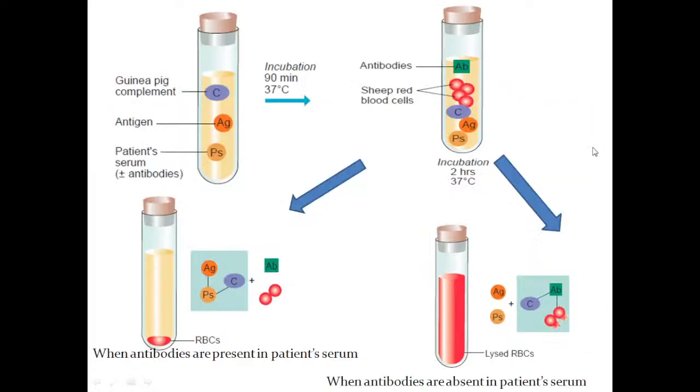Look at this diagram, look at this scheme. Once more, it is the tube. We add patient's serum with or without antibodies, we don't know. Antibodies are present or absent. Then we add antigen, for example, a known culture of bacteria, known antigen. And then we add complement. We incubate for 90 minutes at 37 degrees Celsius.